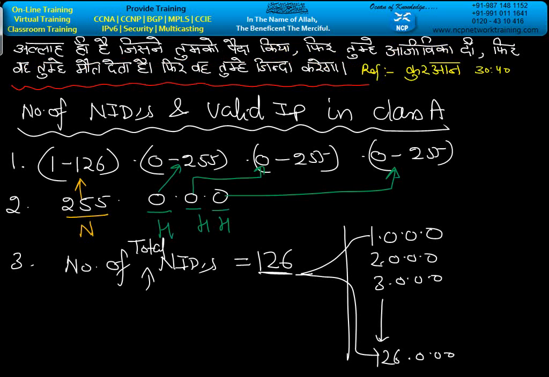The first step is we are writing only the range of class A. There is no issue in the first step.